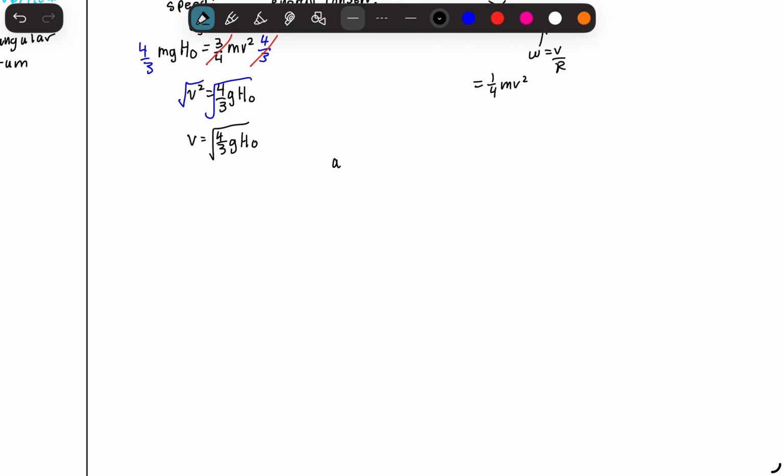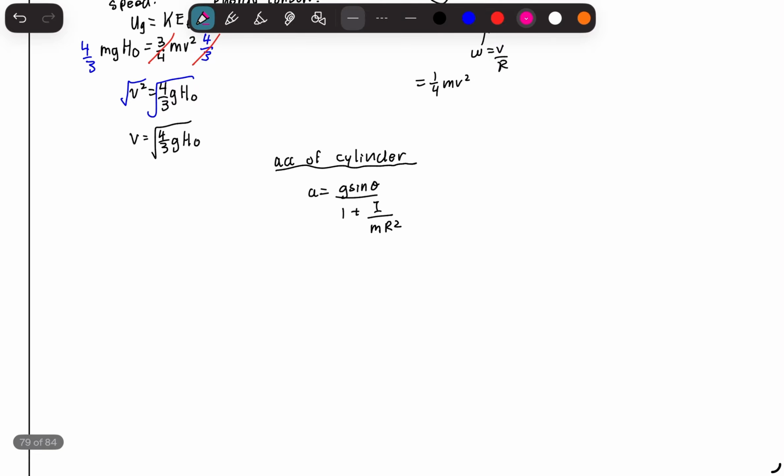After this, we want to find the acceleration of the cylinder. So by using the same formula that we derived earlier, a is equal to g sine theta over 1 plus I over mr squared. Here we know that I over mr squared is going to equal 1/2. You're going to have g sine of theta divided by 1 plus 1/2. That's going to equal g sine of theta divided by 3 over 2. Now, you're going to flip the fraction, so that's going to be 2 over 3 g sine of theta.